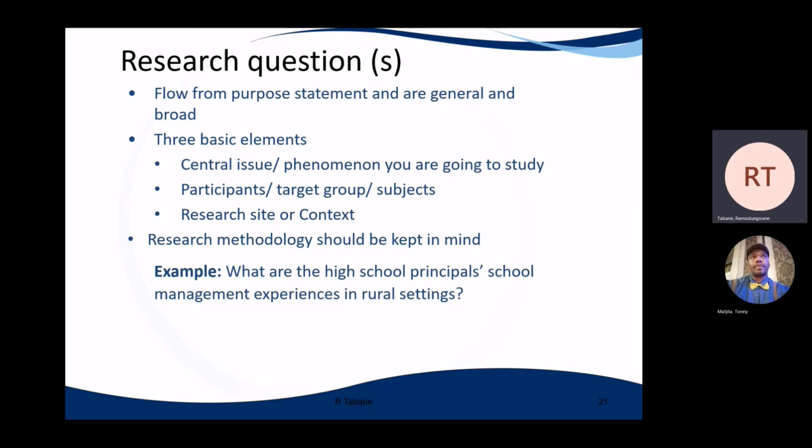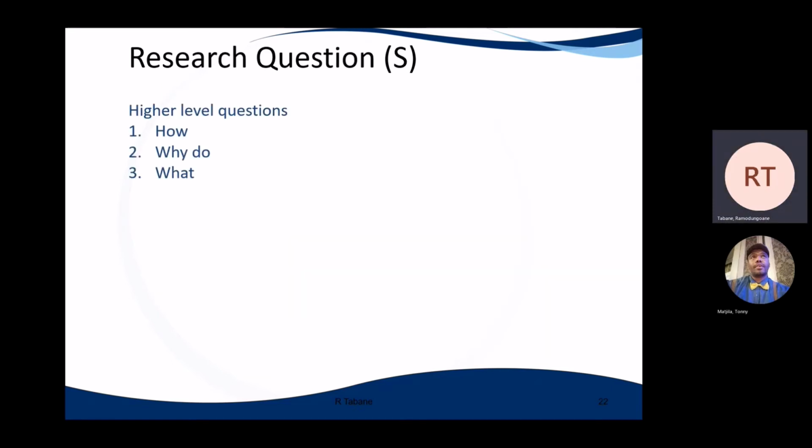And then we now had to put this title in a question format, and we included the question terms or descriptors. What are the high school principals' school management experiences in a rural setting? So now there's a clear link between my title, my purpose statement, my aim, and my question. Remember, when you ask research questions, we ask high order questions: how, why, and what. We do not ask low order questions: do or is.